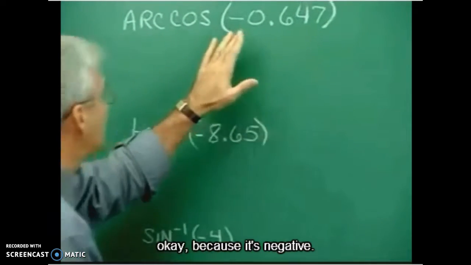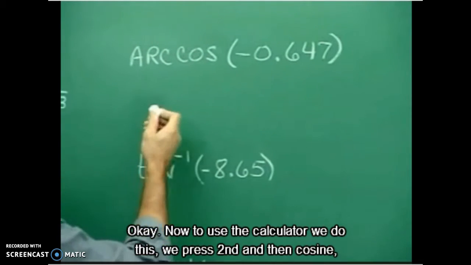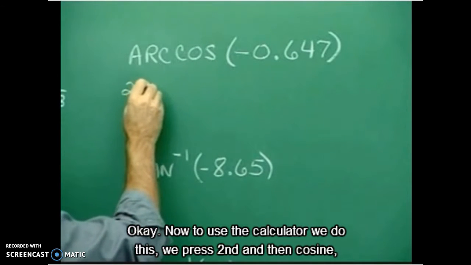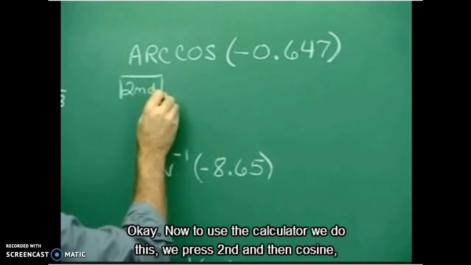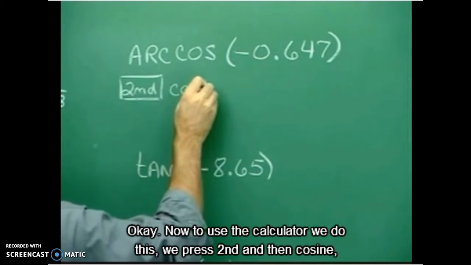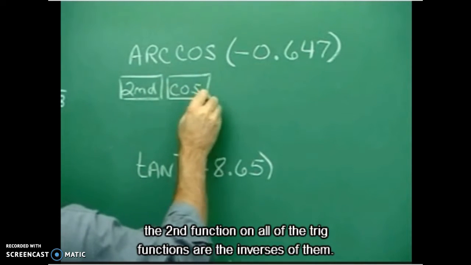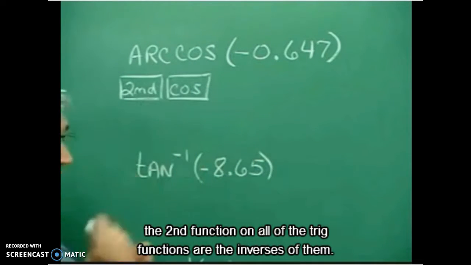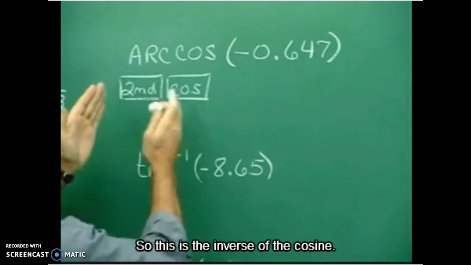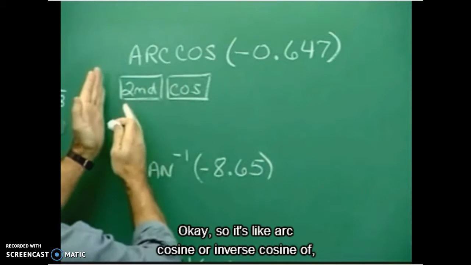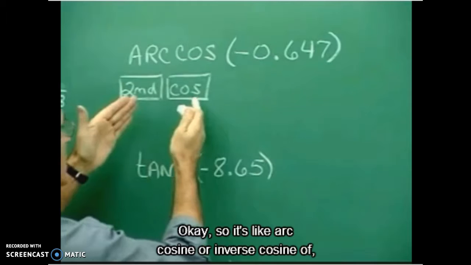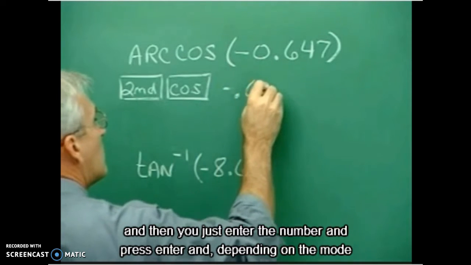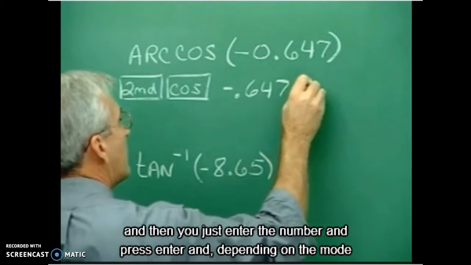Because it's negative. Now, to use the calculator, we press second, and then cosine. The second function on all of the trig functions are the inverses of them. So this is the inverse of the cosine, like arc cosine or inverse cosine of, and then you just enter the number and press enter.